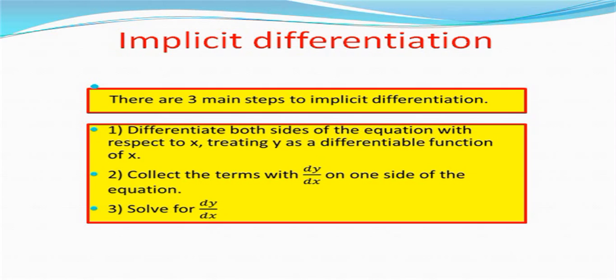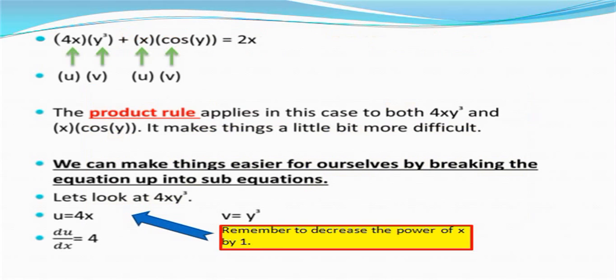Firstly, we differentiate both sides of the equation with respect to x, treating y as a differentiable function of x. Then we collect the terms with dy/dx on one side of the equation, and then we solve for dy/dx. In this question we have two products on the left hand side, so we'll use the product rule to solve them. Because this is a little bit convoluted and could get a little messy, we'll look at them separately. First of all, we're going to take a look at 4xy cubed and solve that using the product rule. Now remember, the product rule can be found in your maths log tables.